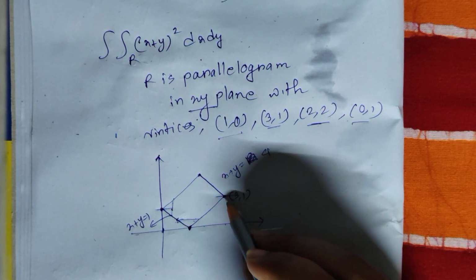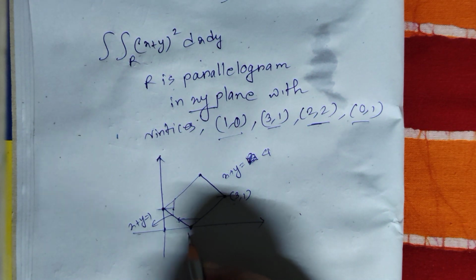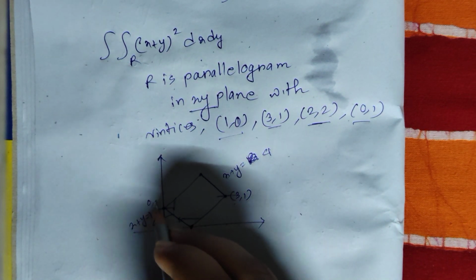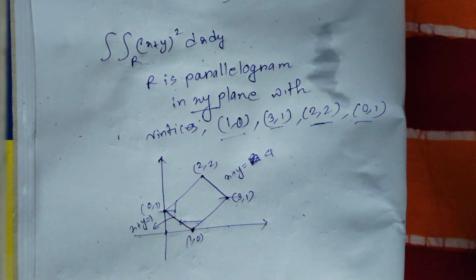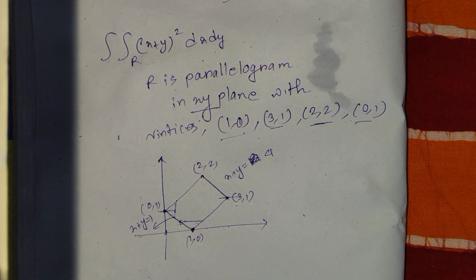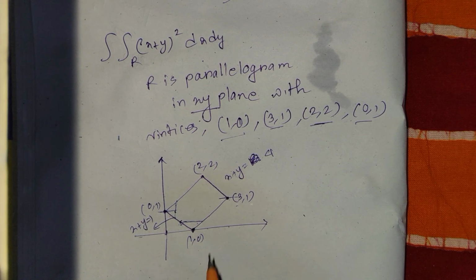Now let's talk about this. You can see this is 3 comma 1 and this is 1 comma 0. This is 0 comma 1. This is 2 comma 2. Hopefully it is visible. Now it is more visible to you.